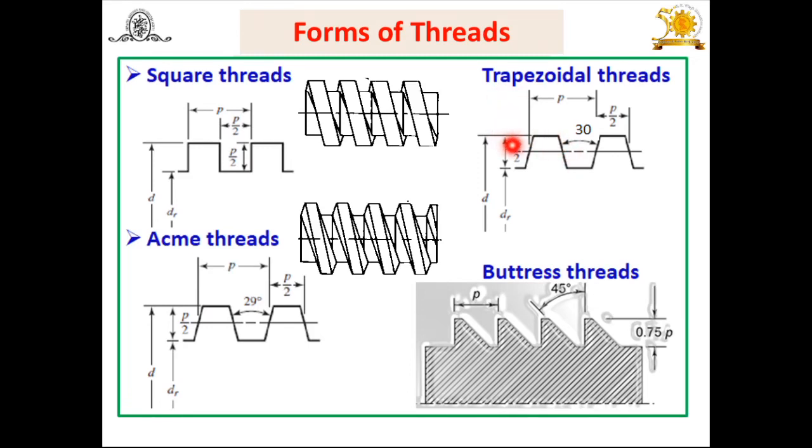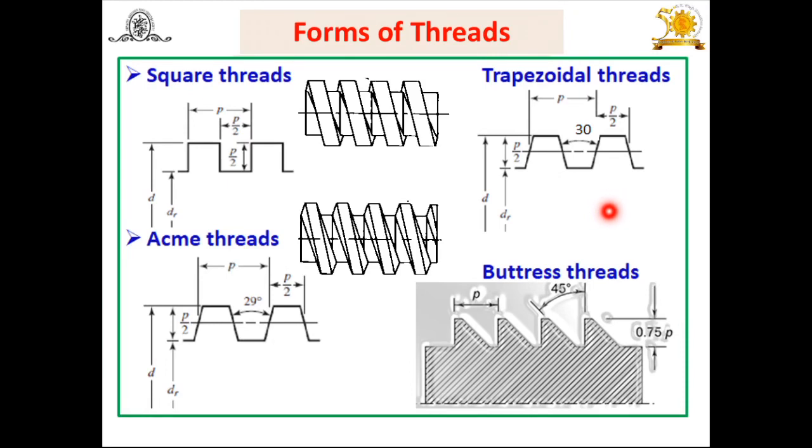So what is important here? The major advantage: because of this, these threads can be manufactured using a milling machine. Multi-point cutting tools may be used. That means it is economical to manufacture. Second, at the core, at the center of the axis of the nut, you will find more thickness at the core. Because of this more thickness, it's much stronger than the square thread. This is the second advantage.